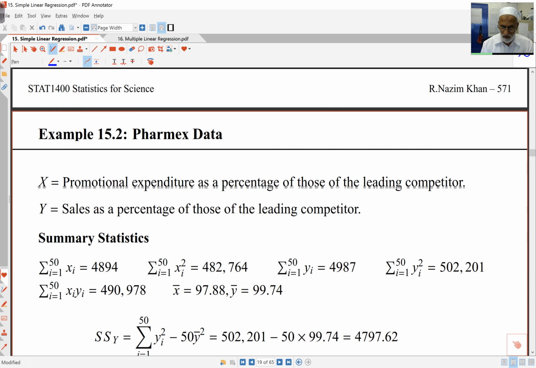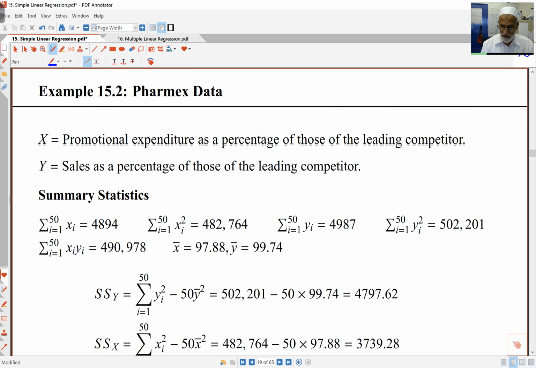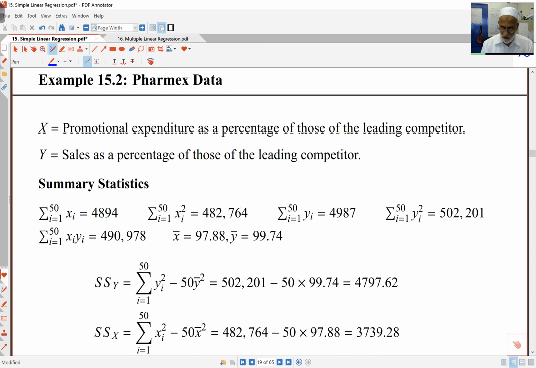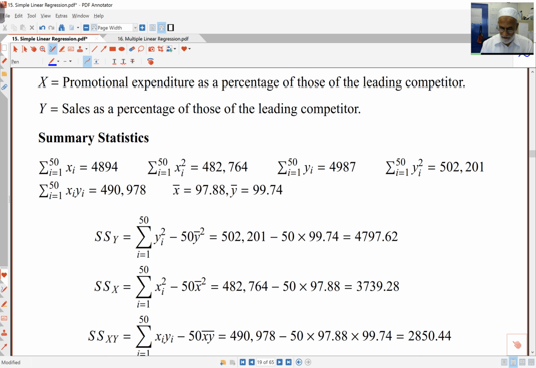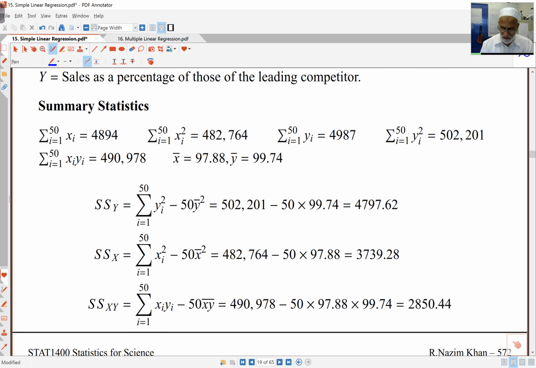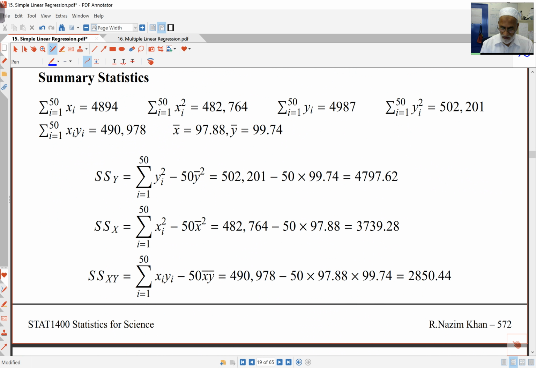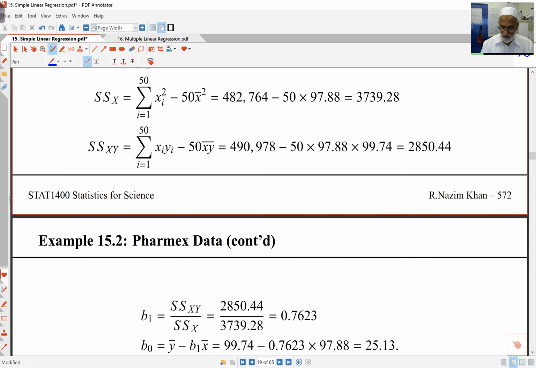As an example here, for the FARMX data, I've got the summary statistics given: sum of xi, sum of xi squared, sum of yi, sum of yi squared, and so on. So the first thing is the sum of squares of y. If I use the formula, it's going to be the sum of yi squared minus n y bar squared. I calculate that. Similarly, for x, it's the sum of xi squared minus n x bar squared. I calculate that. And then the mixed sum of squares is the sum of xi yi minus n x bar y bar. So I've got that as well.